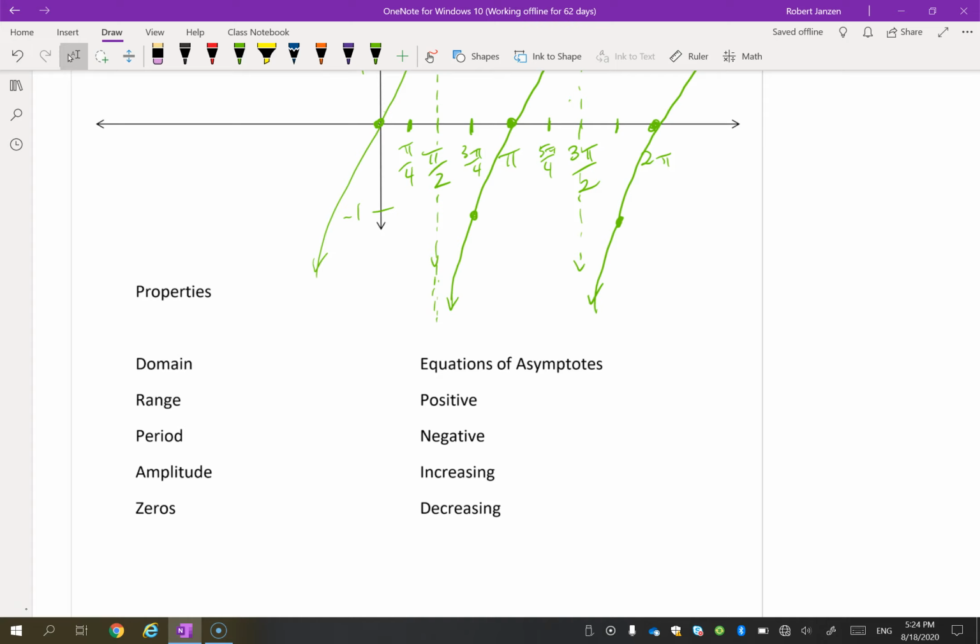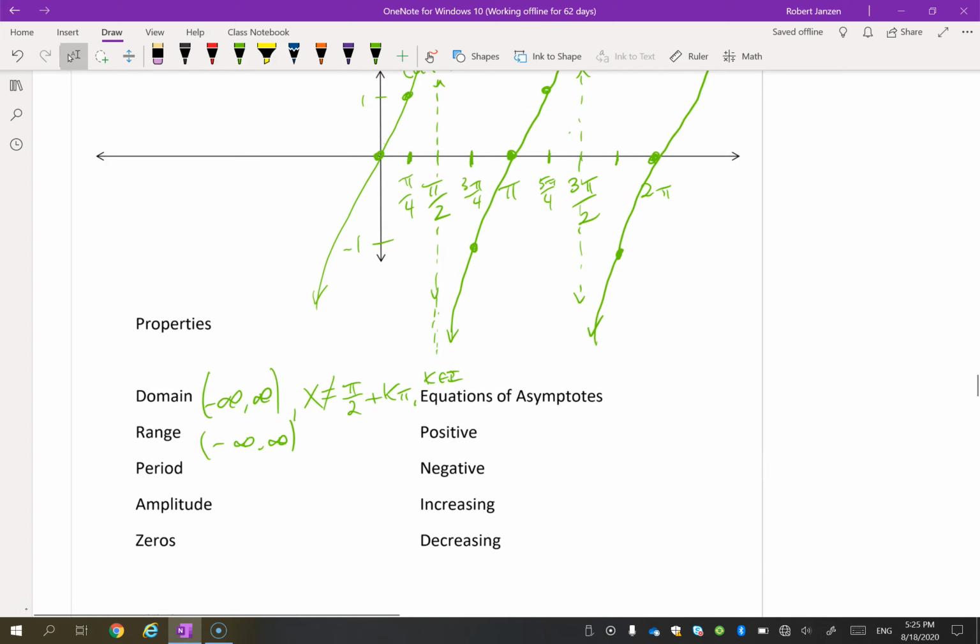Okay, what is the domain? Well, the domain is negative infinity to infinity, except x can't be what? Can't be where the asymptotes are. And that's at every pi by 2. X can't be pi by 2 plus k pi. The range, negative infinity to infinity. The period. How often does this graph repeat itself? It repeats itself every pi. The amplitude, there is no amplitude because it's not a wave, right? The other graphs are a wave like this.